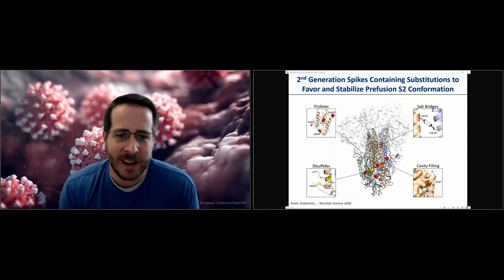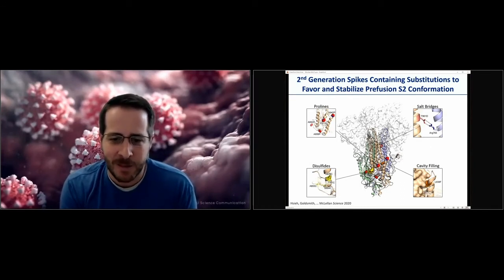So Qianlin and I, for the most part, looked at the structure that we had determined back in February and came up with new substitutions to try and further increase the stability of the spikes.